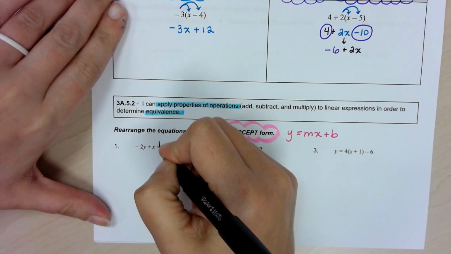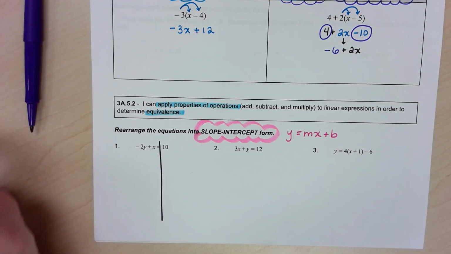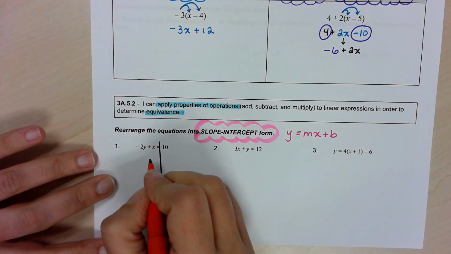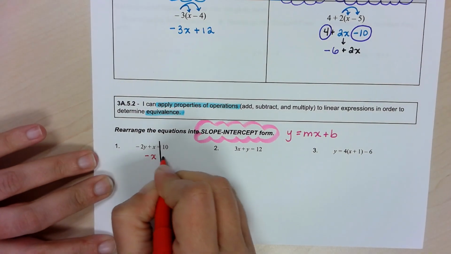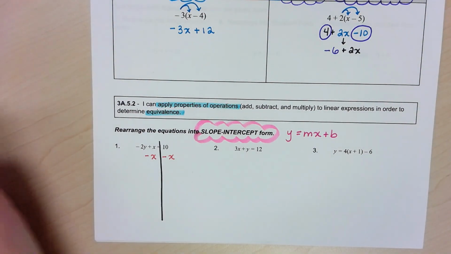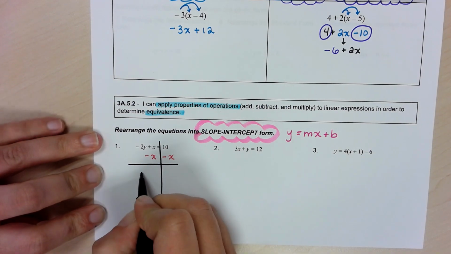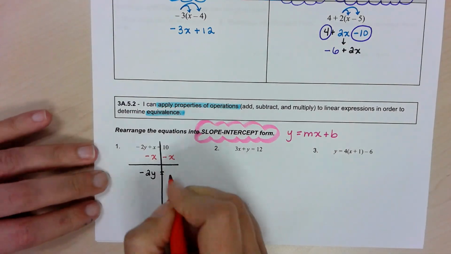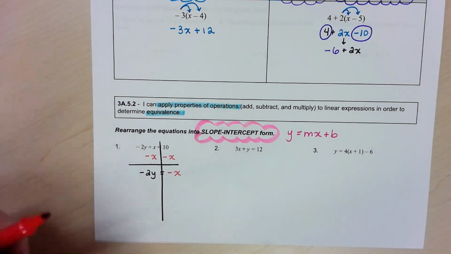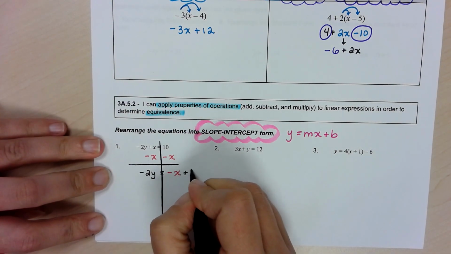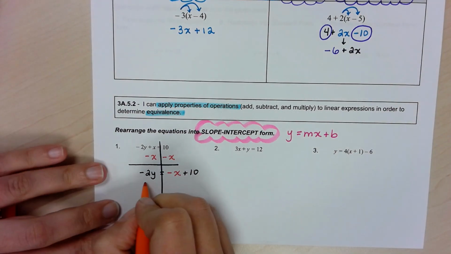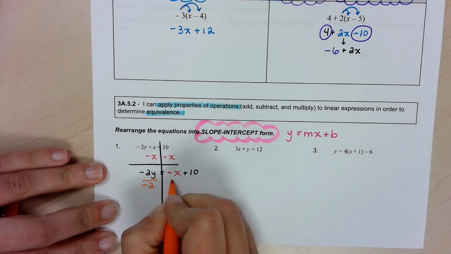In the first equation, in order to make that happen, I'm going to start by getting rid of the x. I'm going to move the x to the other side, so I'm going to subtract x on both sides. When I do that, I get -2y equals -x plus 10. Now I still need to get y by itself, so I'm going to divide by -2.